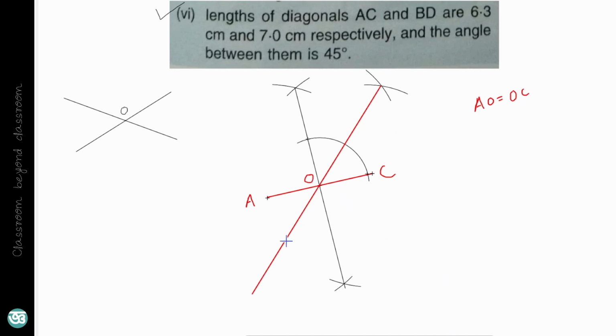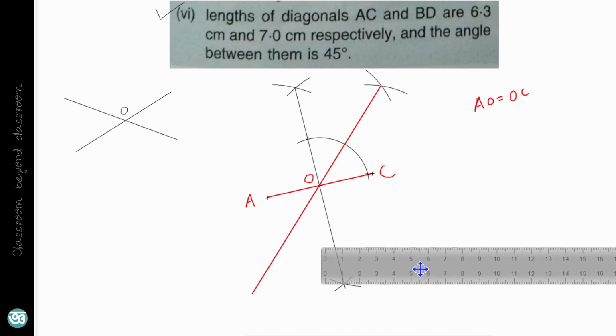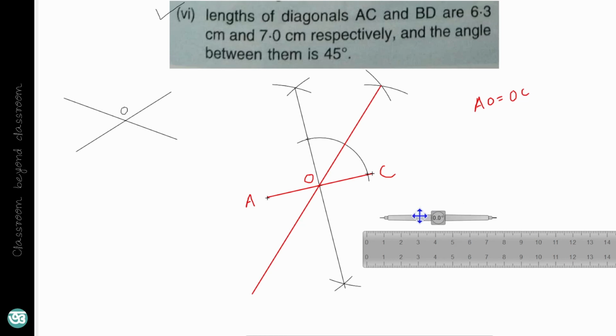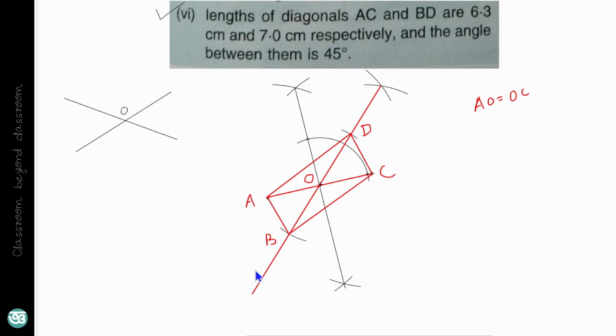So OB is equal to 7 divided by 2, that is 3.5 centimeter. OD is 7 centimeter divided by 2, that is 3.5 centimeters. So let us take 3.5 centimeter radius and take O as a center and intersect this line, and similarly in the opposite side you intersect this line. This will be point D and this is point B. Now we can join BC and DA, also DC and BA. This is the required parallelogram ABCD.